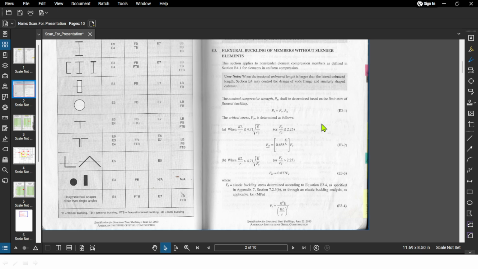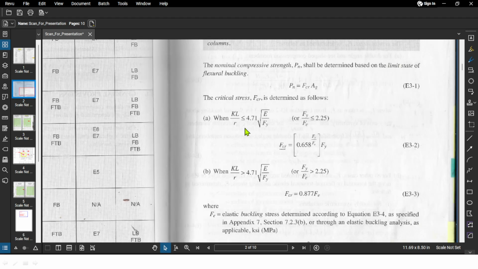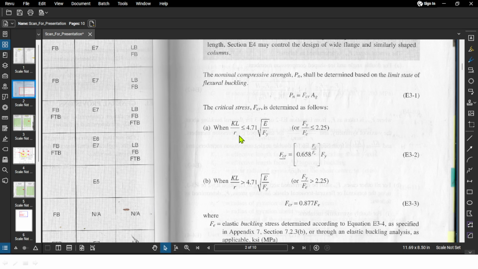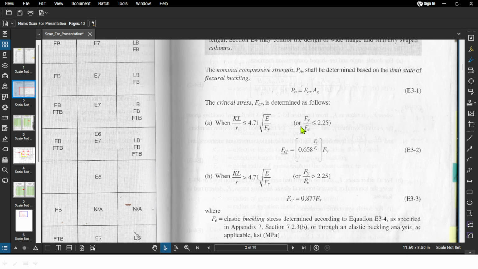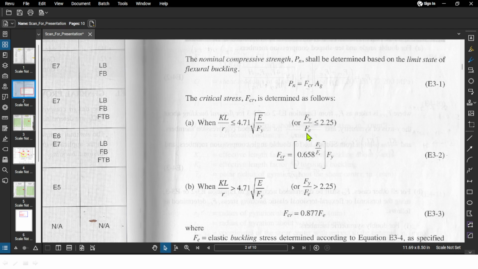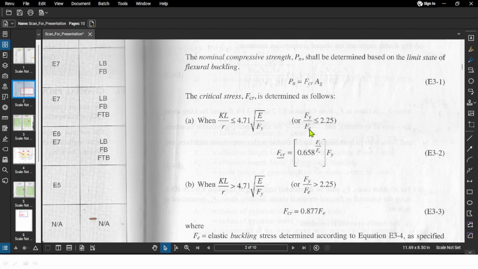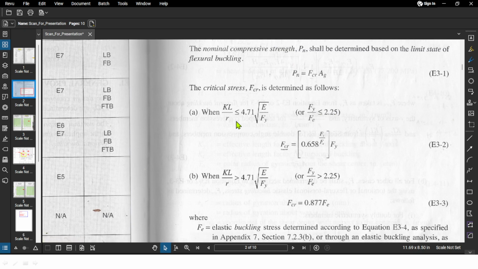Here we have KL over r less than or equal to 4.71 square root of E over Fy, and the second criterion is Fy over Fe, where Fe is the elastic buckling stress, should be less than or equal to 2.25. If we meet these criteria, we can use this equation.